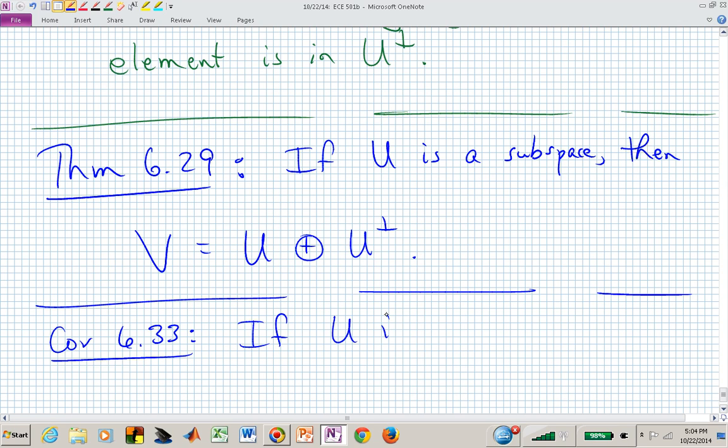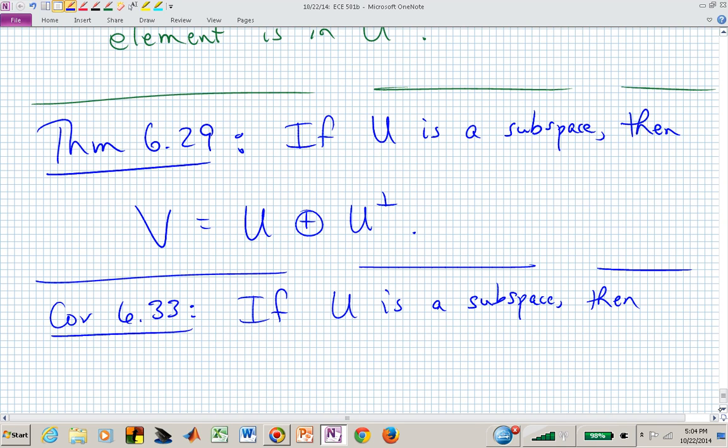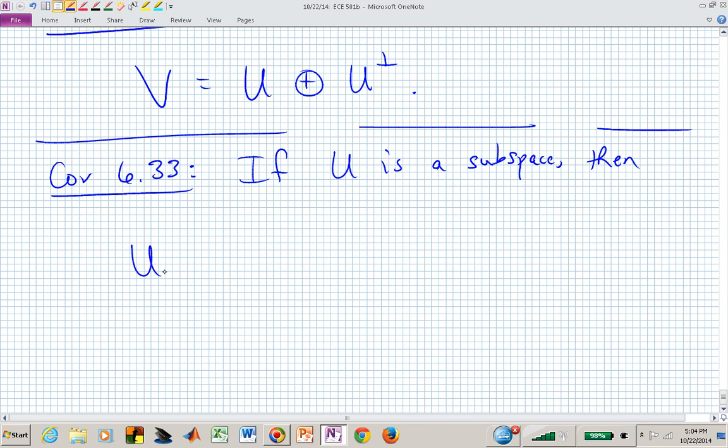If U is a subspace, then U itself is the perp of U perp. Meaning, let me just go through some examples, but you can take the orthogonal complement of U, take the orthogonal complement of the orthogonal complement, and you'll get back to U.